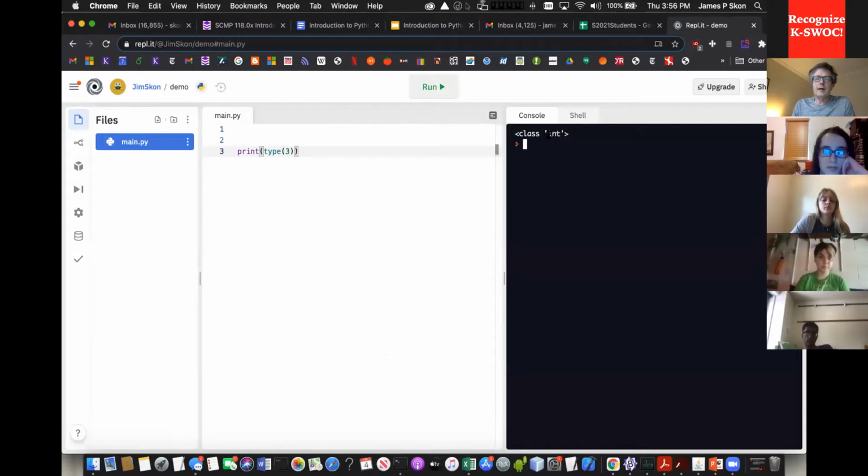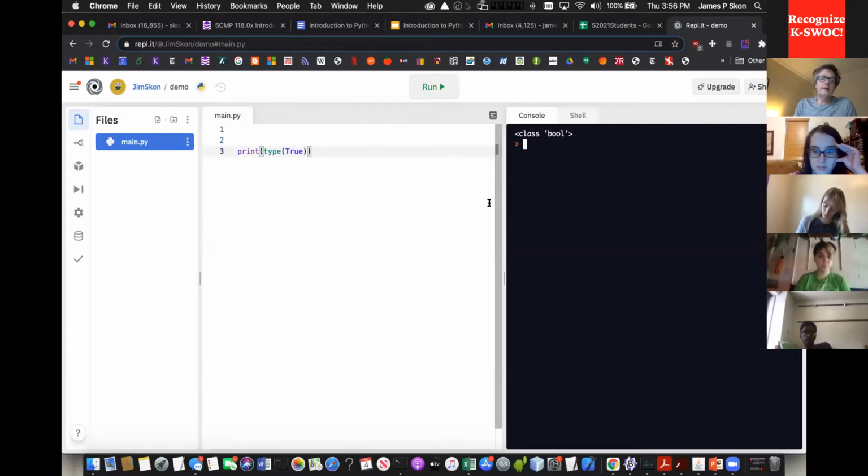And it says class int. If I say 4.332, it says class float. If I say Kenyan, it says string. If I say true, it still says string because I put it in quotes, and everything in a quote is a string. If I do just true, it says bool.